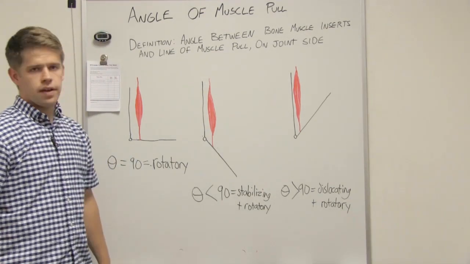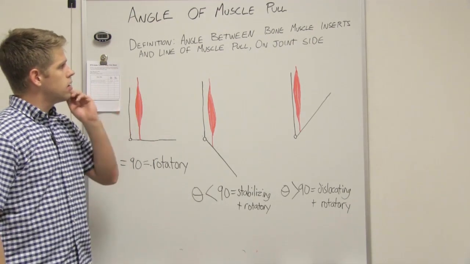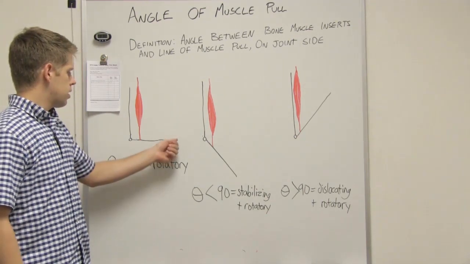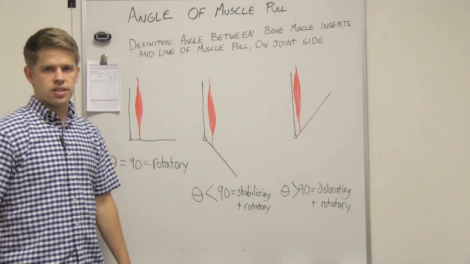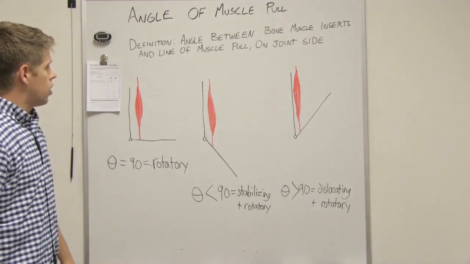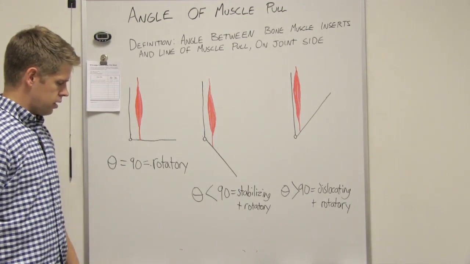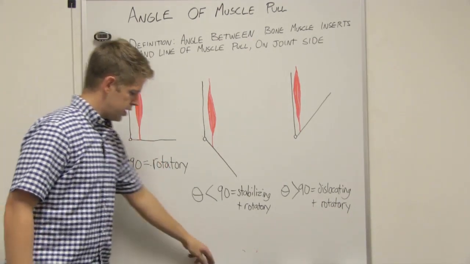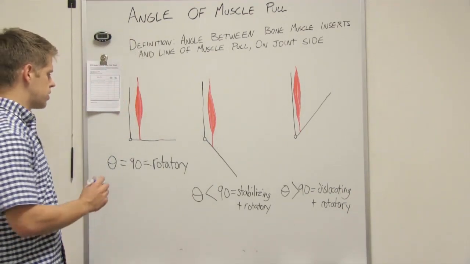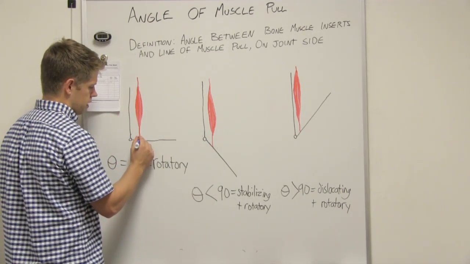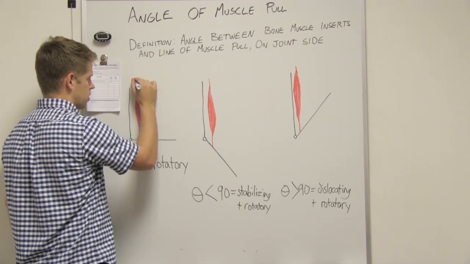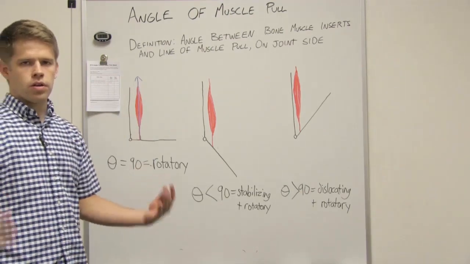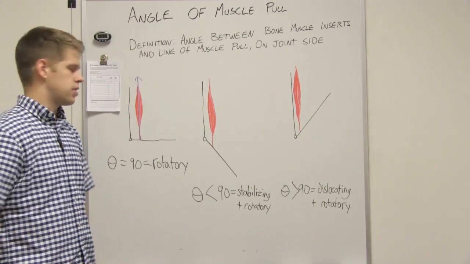The definition of angle of muscle pull is the angle between the line of muscle pull and the bone that muscle is inserting on. If we remember, the line of muscle pull always starts at the insertion point. I'll draw the line of muscle pull in this first diagram. It always goes from the insertion up towards the origin, basically in the center of all the muscle fibers, because that's where all your muscular force is going to be centered.